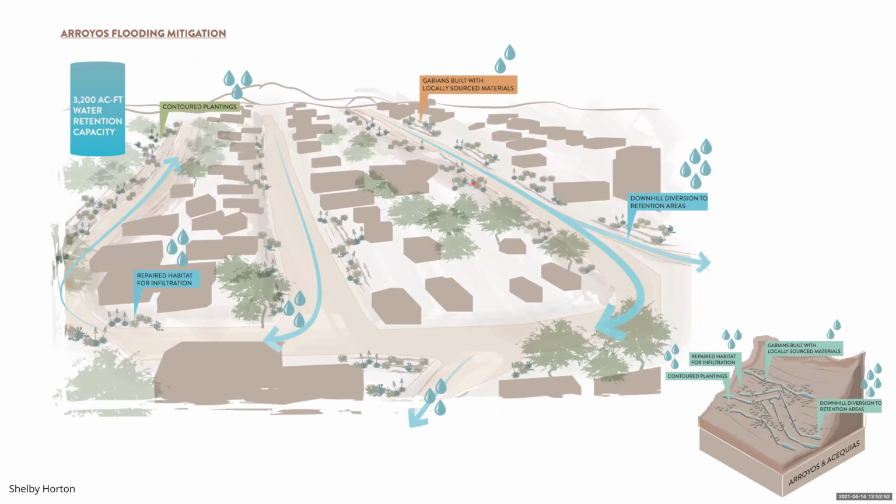So here's another diagram for Arroyos. This is an example of how it would look on the Mexico side, so we would have steeped plantings to help infiltrate and reduce the pollution in runoff. And then we'd also have gabions built with locally sourced materials that would help slow the runoff and let it percolate into the aquifer instead of flooding further downstream. And all of our arroyos would be able to hold about 3,200 acre feet of water.